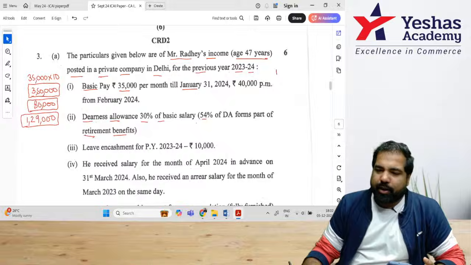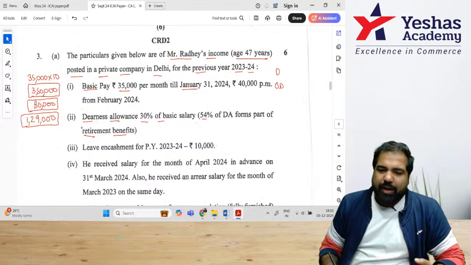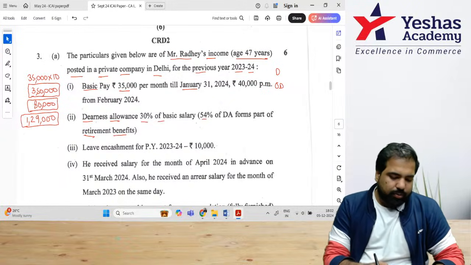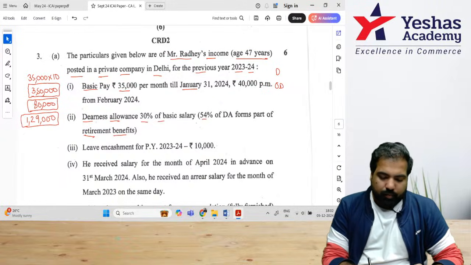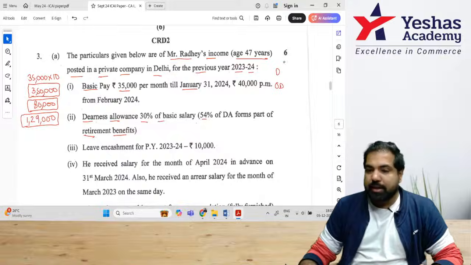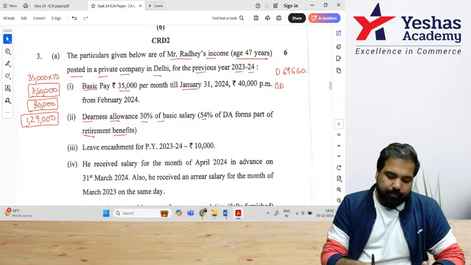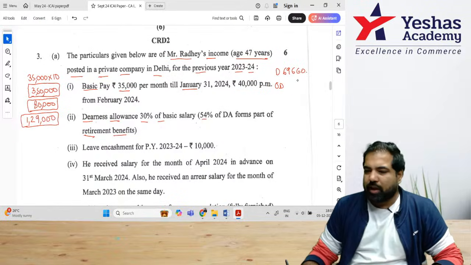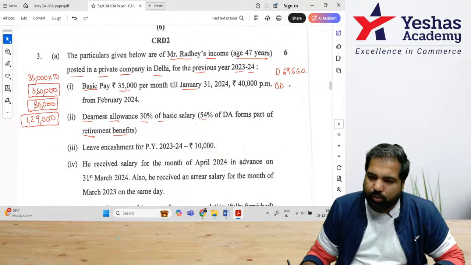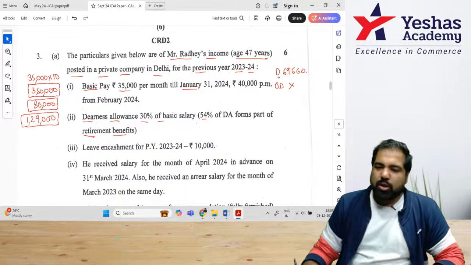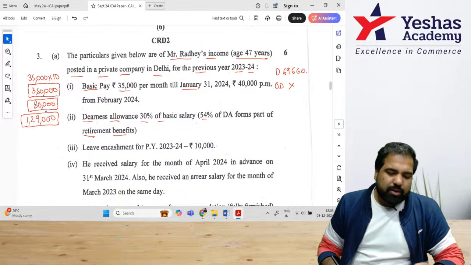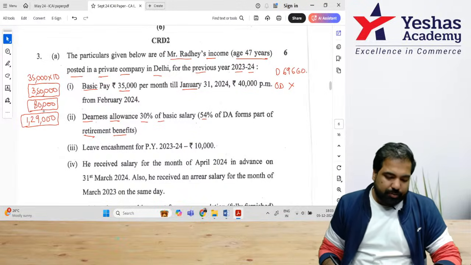So let's calculate D and OD and keep it ready. Guys, 54% is D. So 1,29,000 into 54%, that is 69,660 is D, and the balance is OD, which I'm not even considering because I don't have to include that. So I know what is D, what is OD, but anyway, all these three numbers will be taxable.